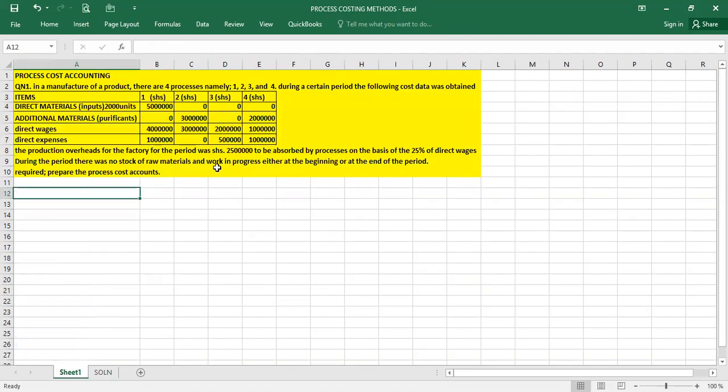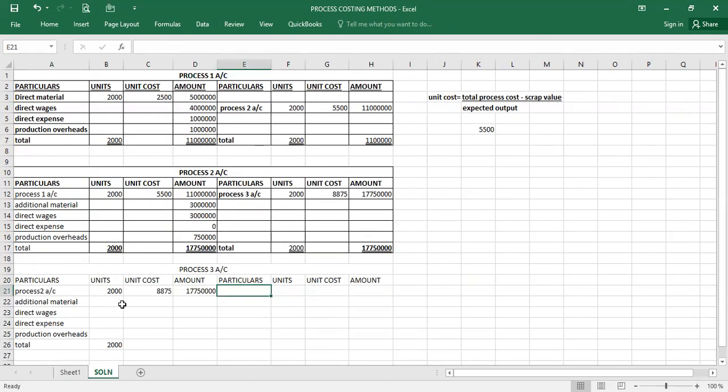And we get the additional costs that are incurred there. In process 3, we did not put in extra additional material. We added only the direct labor, which increased by 2 million. And this time, the direct expense went up to 500,000. This one we did not incur, so we are putting a 0. This one went up to 2 million. Then this one was 500.